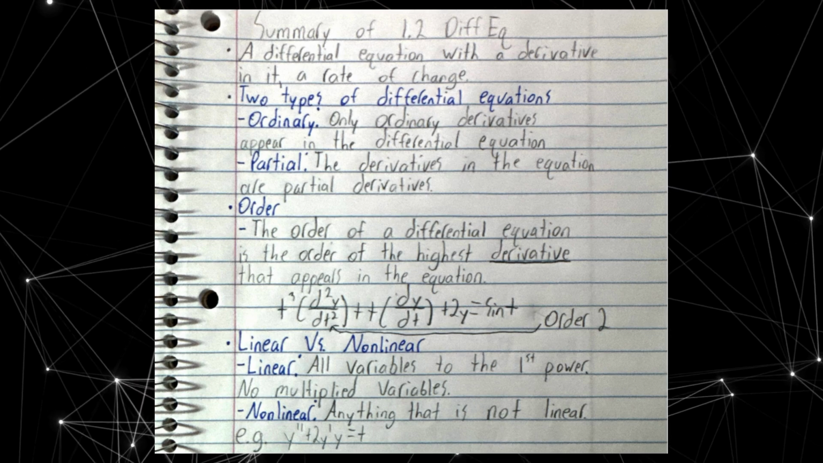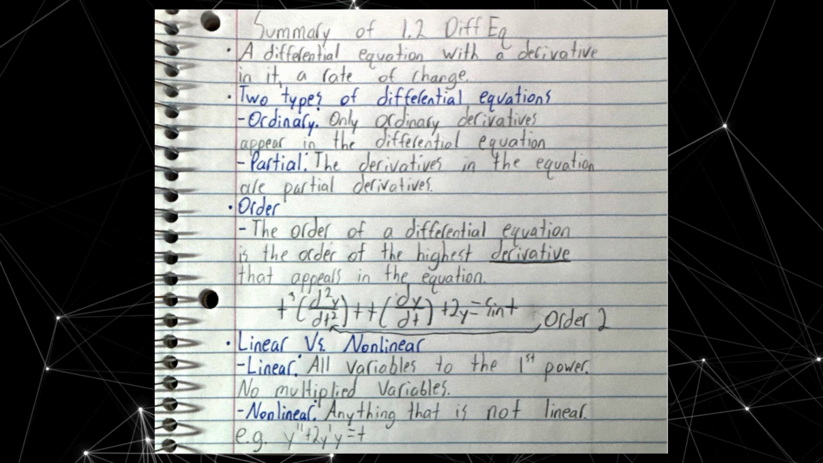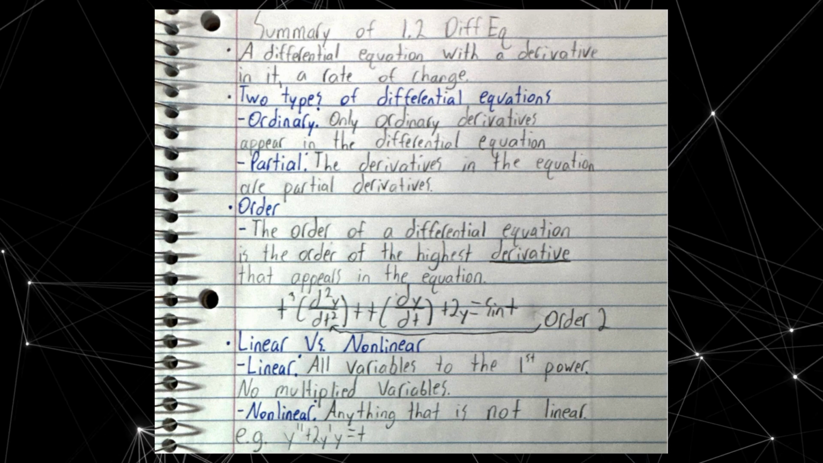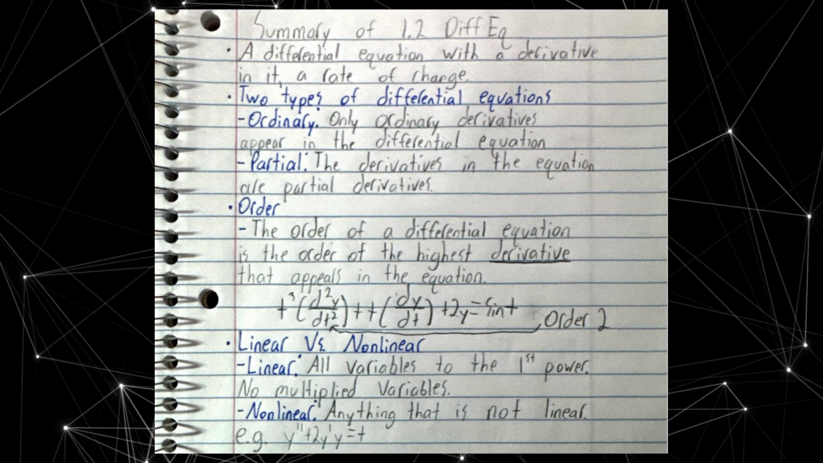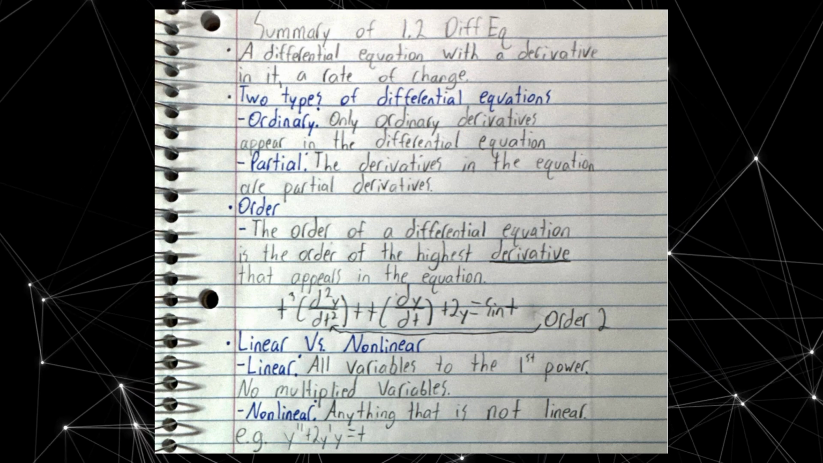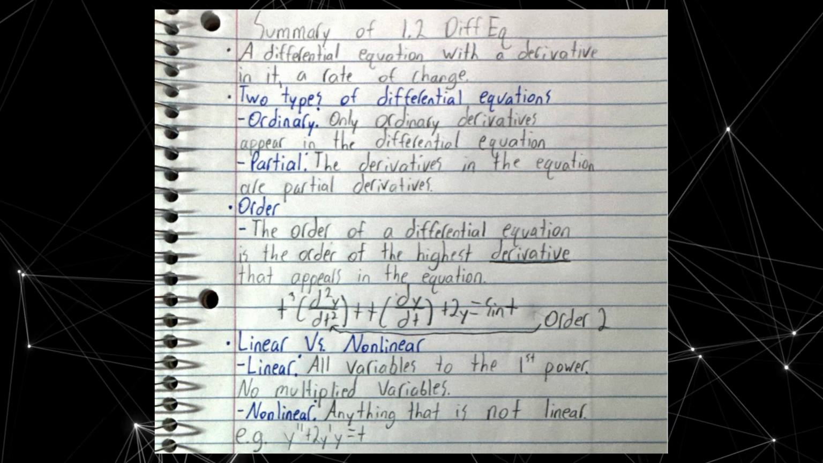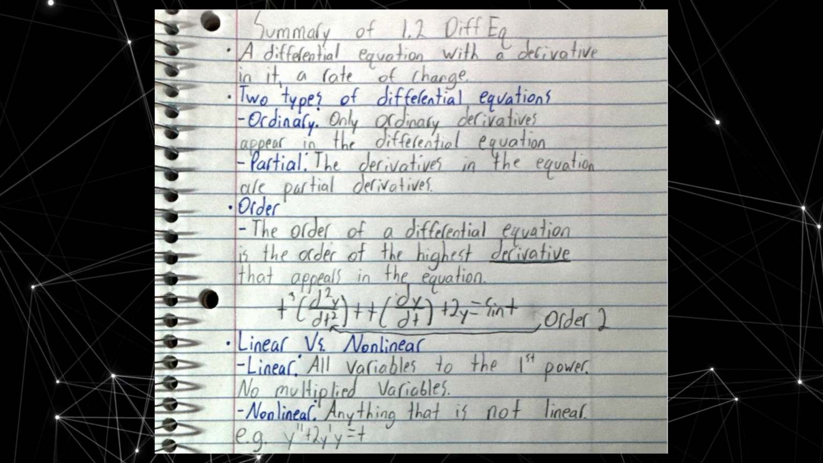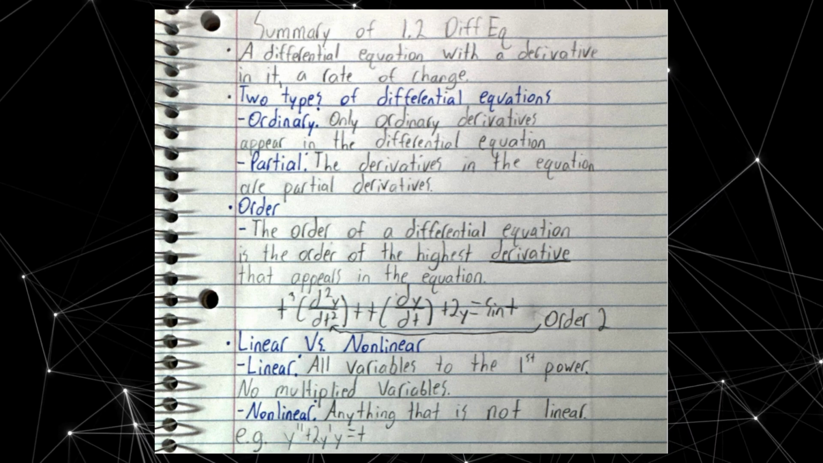Next, there's linear versus nonlinear. A linear problem is just all variables to the first power. There are no multiplied variables. An example of that would be x plus y equals 7, or even something like y over x equals 1. That is a linear problem because it can be algebraically solved to be linear.